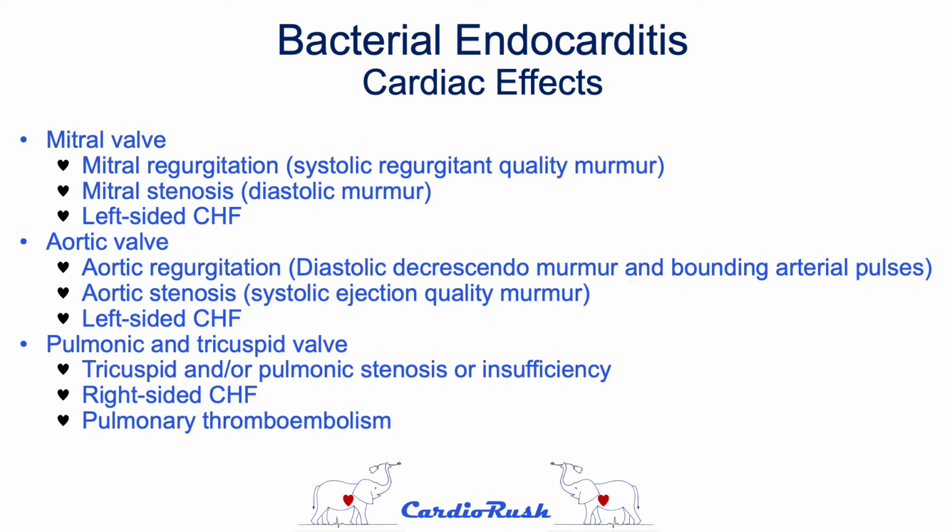When the pulmonic or tricuspid valve is affected, we may see pulmonic and/or tricuspid stenosis or insufficiency leading to right-sided heart failure. And these animals are more likely to get pulmonary thromboembolism rather than systemic embolism, which we'll talk about shortly for the left-sided cardiac valves.